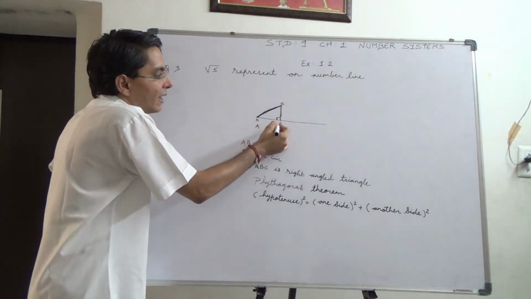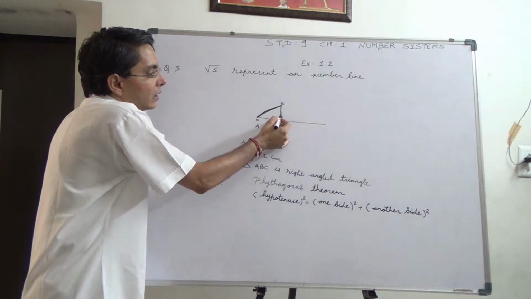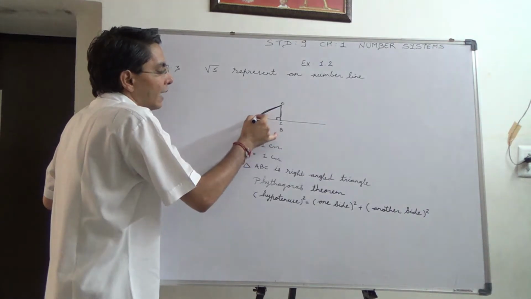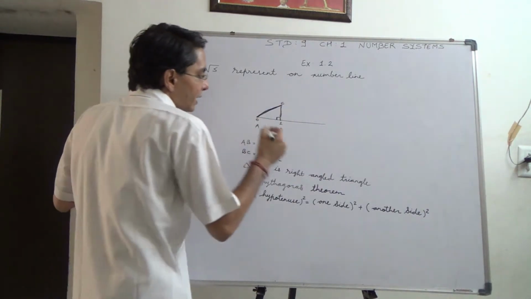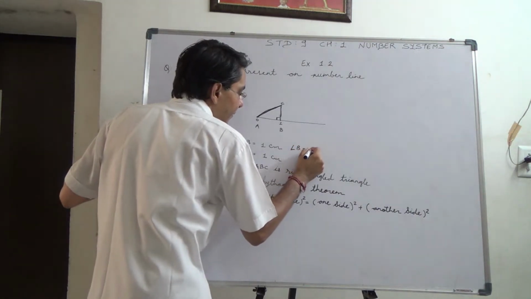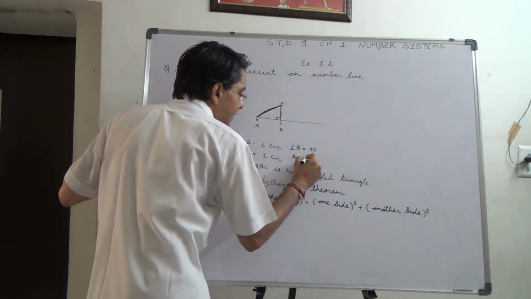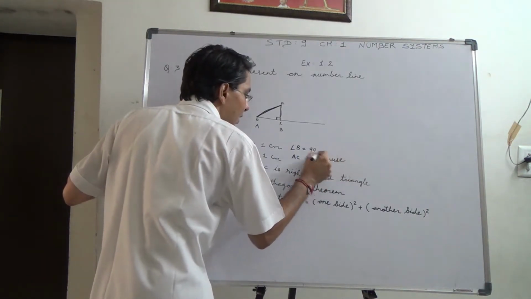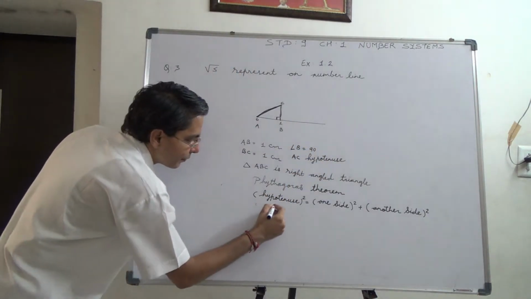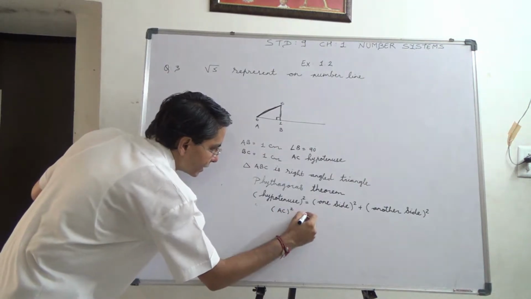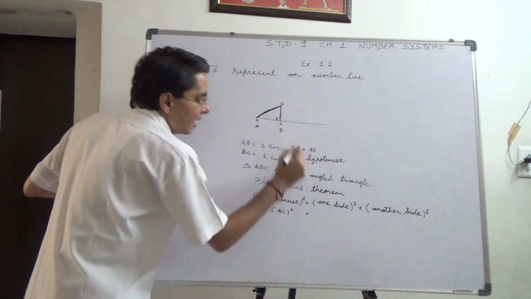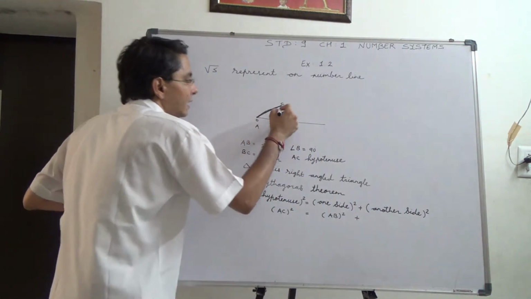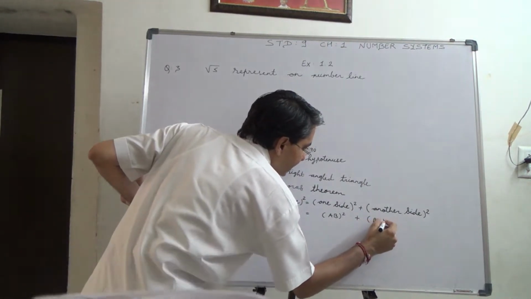If I consider angle B as a right angle, the opposite side of the right angle is called the hypotenuse. So we can say AC is our hypotenuse, angle B is 90 degrees and AC is the hypotenuse. Then if I consider AB as one side, plus another side, BC is the other side.